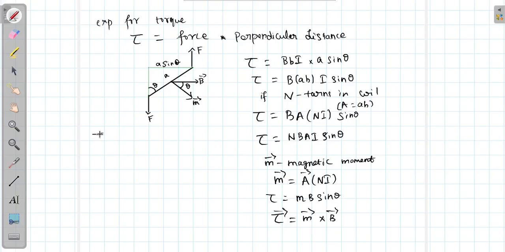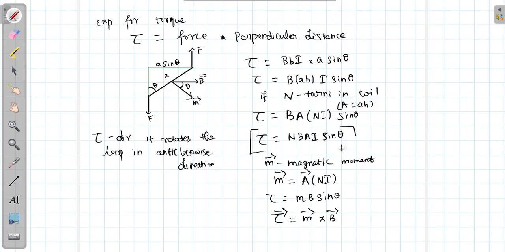See, in this particular case, the direction of torque is such that it rotates the loop in the anti-clockwise direction. Okay, it rotates the loop in the anti-clockwise direction. This is about the final expression.